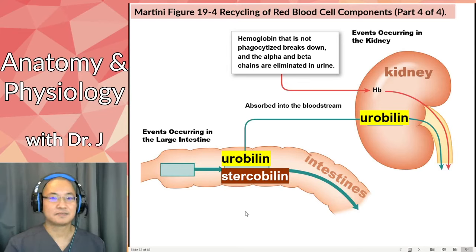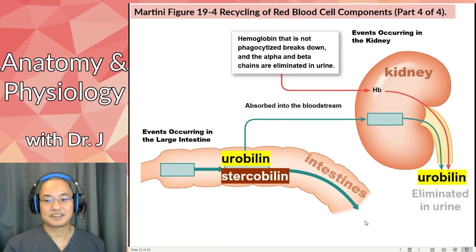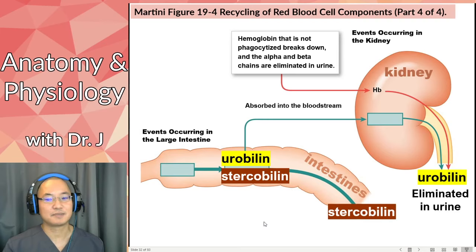And stercobilin, what bodily substance is brown? It is also excreted by your intestines. So urobilin ends up in the urine, making it yellow. Stercobilin is one of the major pigments that makes your feces brown.